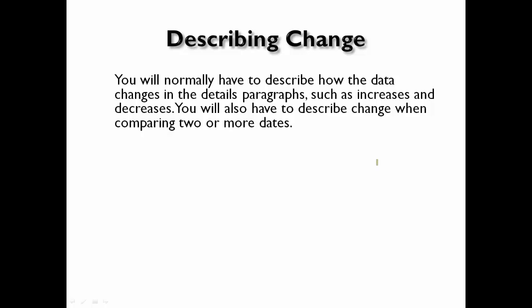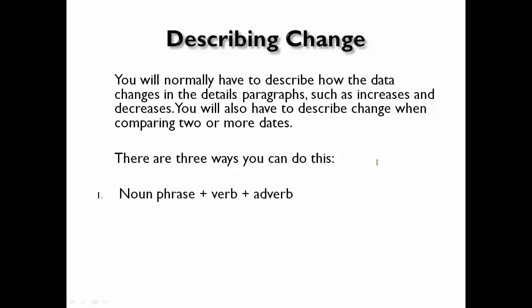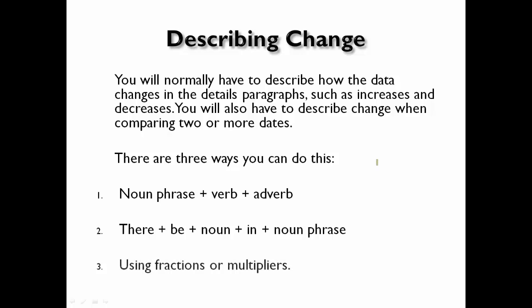So this isn't just for graphs over time. Sometimes you'll just get two graphs. One will be one date and one will be the other date. And you'll have to describe the difference between those two, so the changes in data between those two. There are three ways you can do this. This is the first structure, so you can use this structure again. This is the second structure, there plus be plus noun plus in plus noun phrase. And the third way is using fractions or multipliers. Again, don't worry if you don't understand these three. We're going to look at examples for each of them.